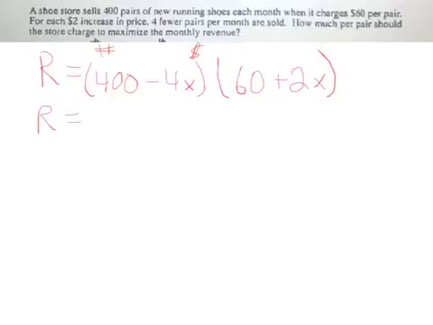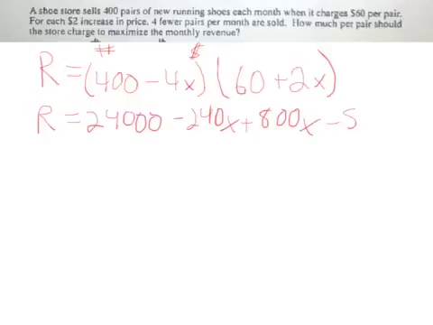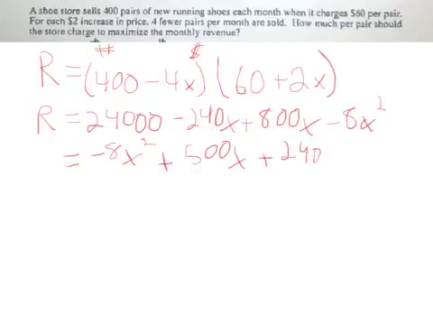So I FOIL, I'm going to get 24,000 minus 240x plus 800x minus 8x squared. So if I rearrange this, I'm going to get negative 8x squared. Combine like terms, I'm going to get plus 500x plus 24,000.